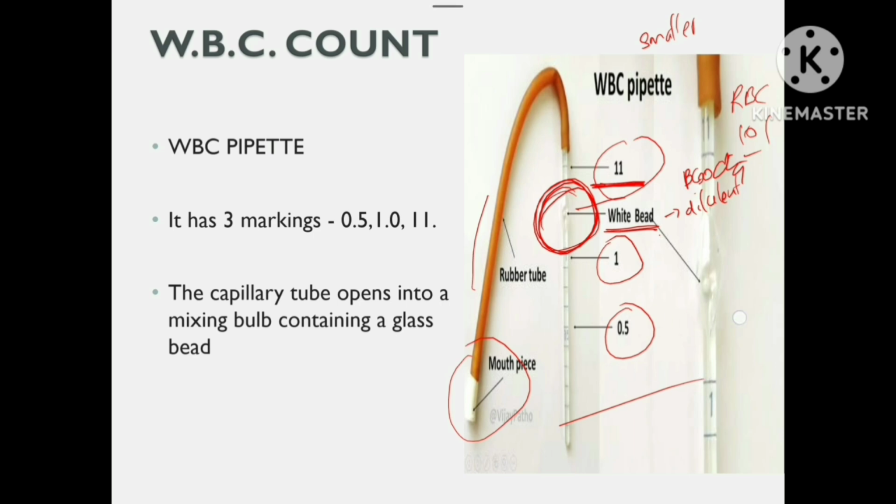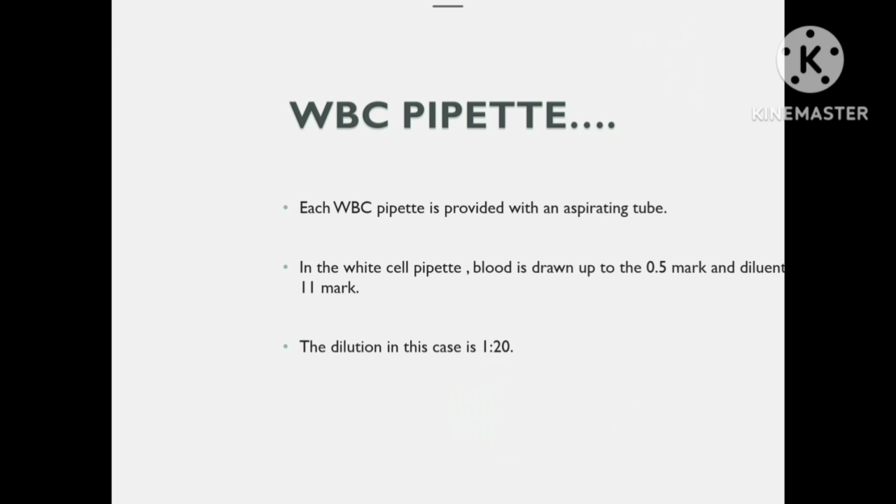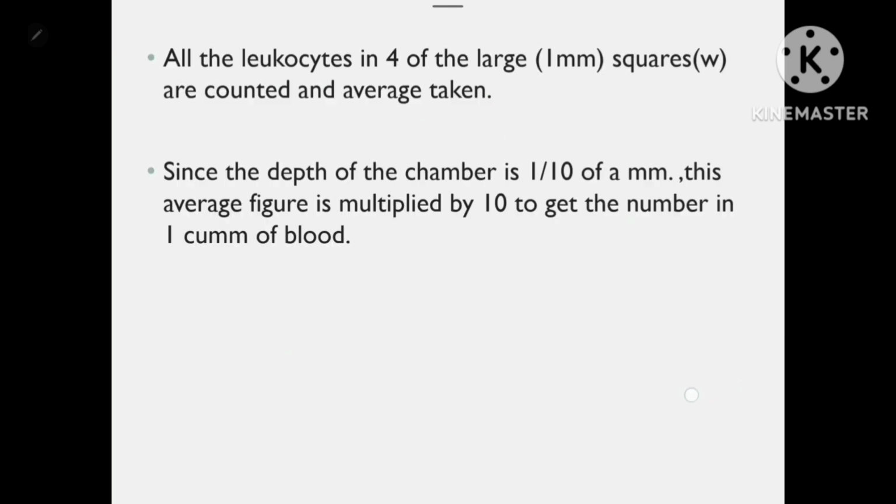So always we have to remember that the first few drops should be discarded. Discard the first 3 to 5 drops to remove only the diluent from the stem. Each WBC pipette is provided with an aspirator tube, and the blood is drawn up to the 0.5 marking and the diluent up to the 11 marking. So the dilution factor is 1:20.